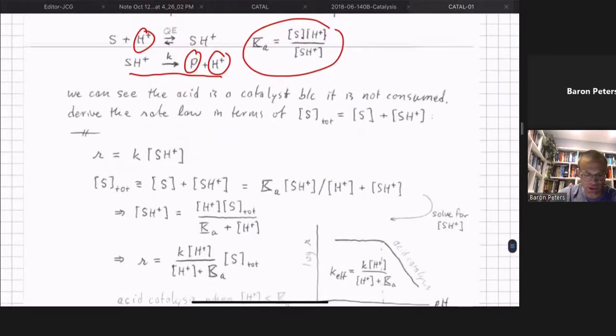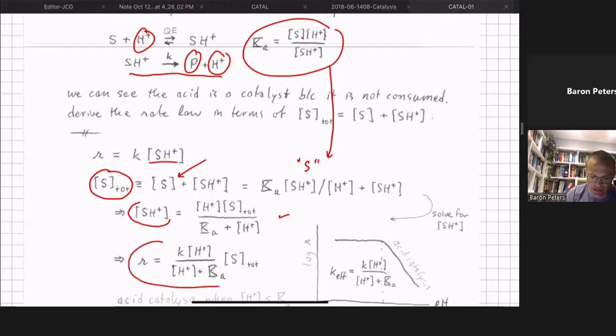Now the first thing that I want to do is to rewrite S in terms of SH+ and in terms of the total amount of S in solution. So it's the sum of those two. I use my equilibrium relation here to do that, and I get a relationship here. I can now factor out the SH+ and solve for it. That's this expression right here. And then I plug that expression for the SH+ into my rate law above, and I get this for a final rate law. Notice that this now only depends on the total amount of substrate S, regardless of its form, and the H+ concentration.